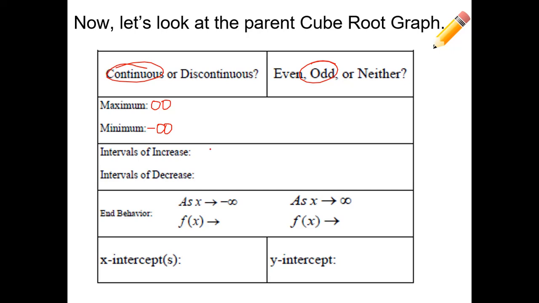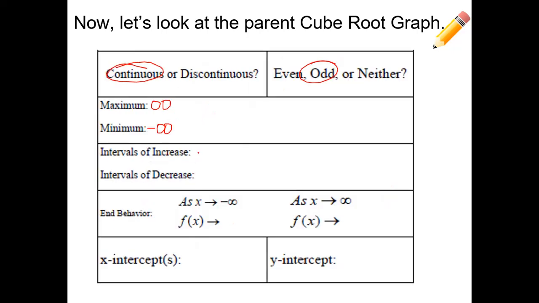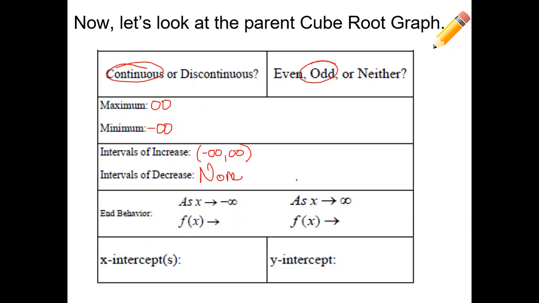Intervals of increasing, if you look at it, I'm always increasing, always going up. So I am going to increase from negative infinity to infinity, but not decrease. As I go to the left of my graph, we're going down, so I'm going to go to negative infinity. And as I go to infinity, we're going to go to infinity. X-intercept is 0, 0 as well, as is the y-intercept. Both of them are the same.